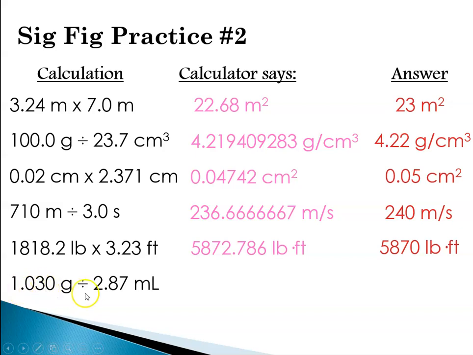Here I have 1.030. This is 4 sig figs divided by 2.87, 3 sig figs. My calculator gives me this. I can only report 3 sig figs, so this is 4 versus 3. 1, 2, 3, the third significant figure is the 5. The number immediately following it is a 6, so that means I'm going to round up: 2.96. My 5 gets rounded up to a 6.